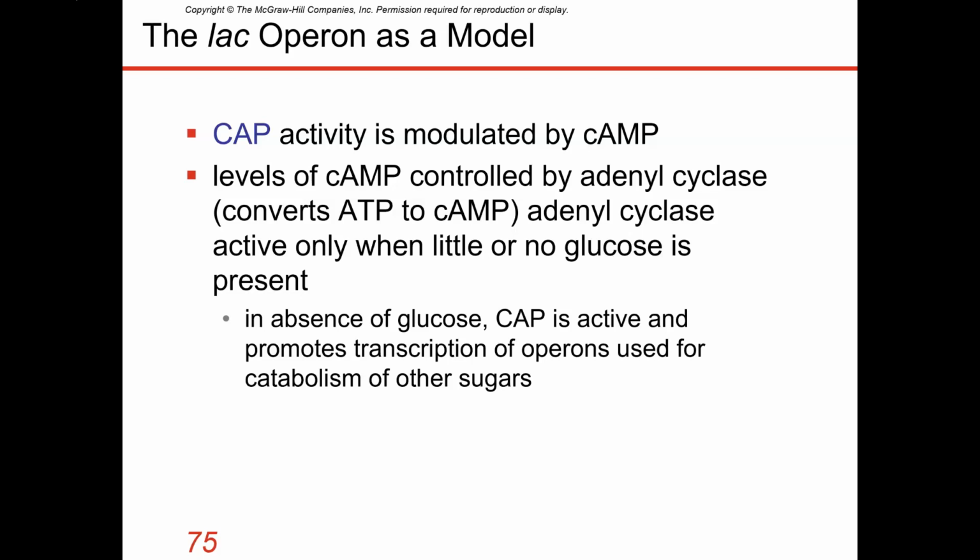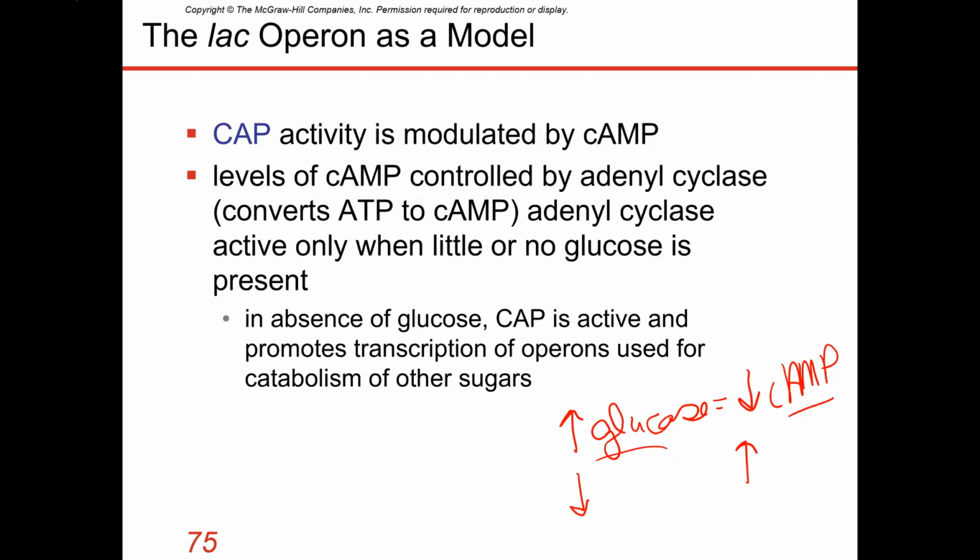So if you have a lot of glucose in the environment, that means you have very little cyclic AMP. So let's just put: increase glucose equals a decrease in cyclic AMP, okay? Because they're inversely correlated. That also means that if you decrease glucose, then you're going to increase cyclic AMP. Make sense?